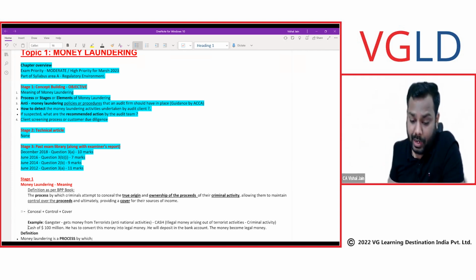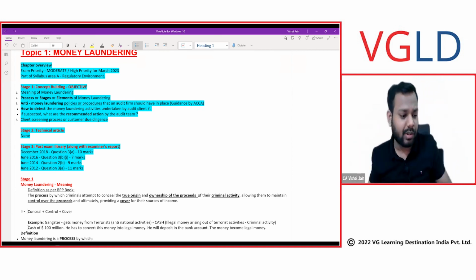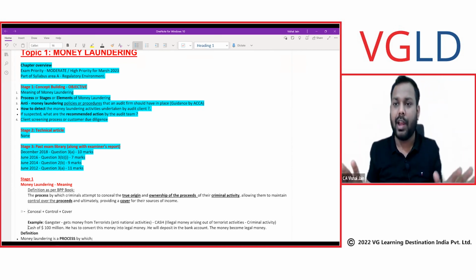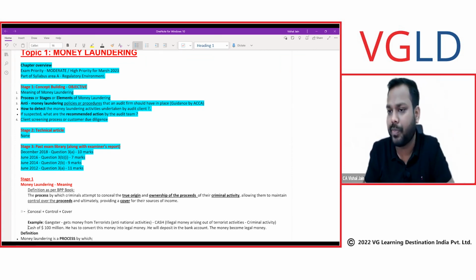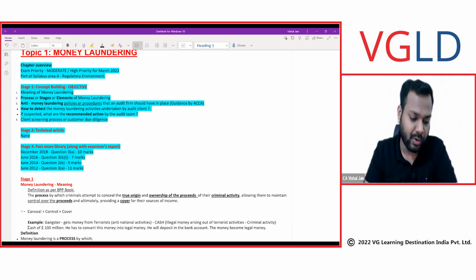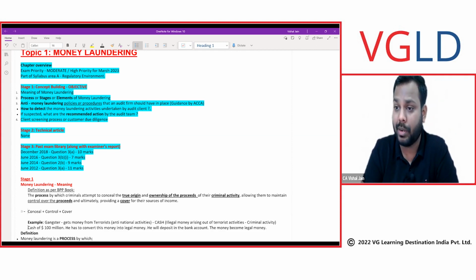I'll give you an example. Let's suppose I had 4 crores of illegal money with me. Let's suppose I'm a terrorist. I have done a terrorist activity and I have received 4 crores of money. Now, this is in cash. Now I want to convert this money into legal money. So what will I do?